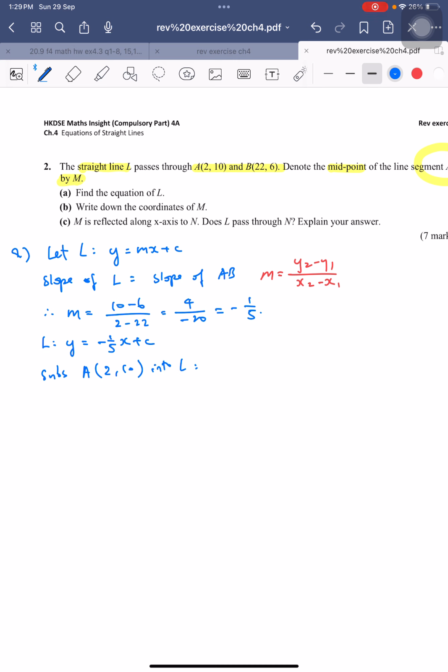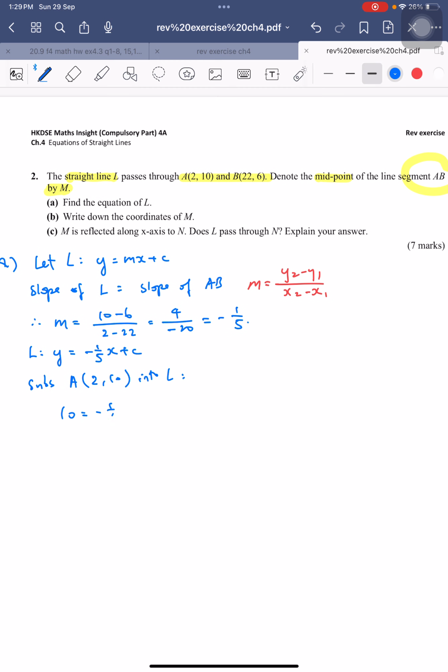So substituting (2, 10) into L, the y value becomes 10 and the x value becomes 2. So now I have 10 equals negative 1 over 5 times 2, plus c, so that c is going to be equal to 10 plus 2 over 5, giving you 52 over 5. Then the equation of L is going to be y equals mx plus c, where m is negative 1 over 5 and c is 52 over 5.